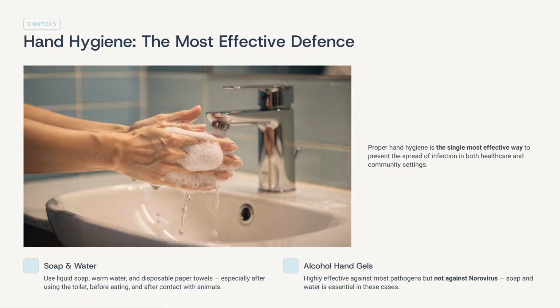Hand hygiene is the single most effective way to prevent spread. Proper washing with soap and water, especially after toilet use, before eating, and after contact with animals, removes pathogens. Alcohol-based hand gels work against most microbes, but not all, so soap and water remain essential in many situations.